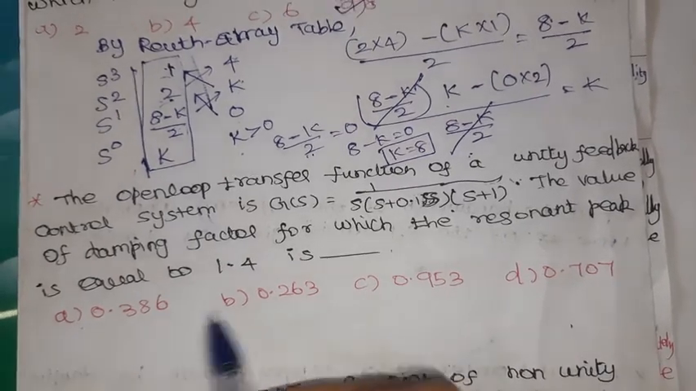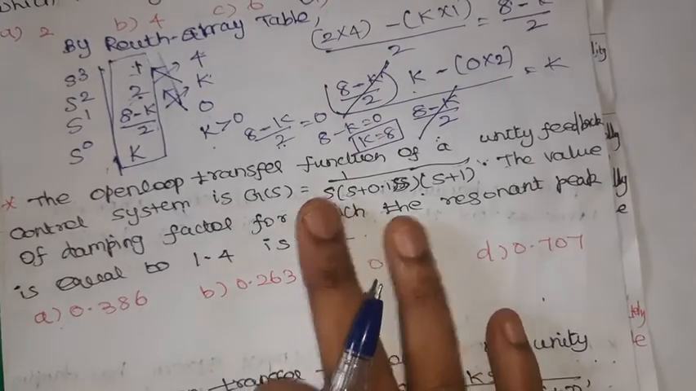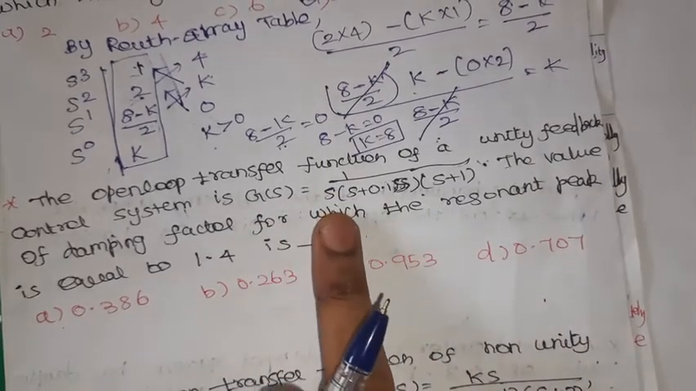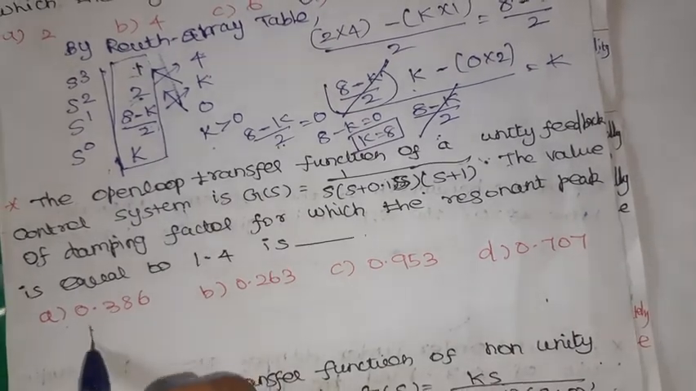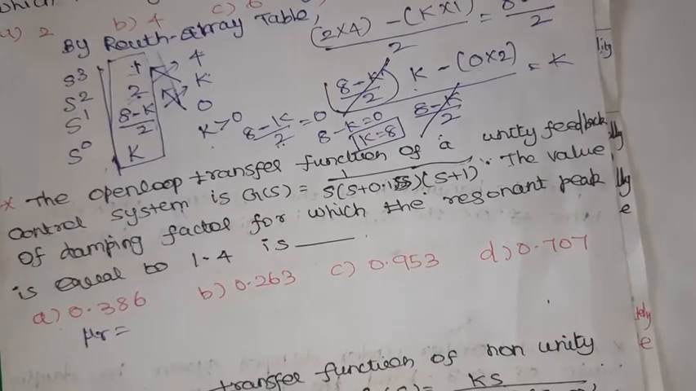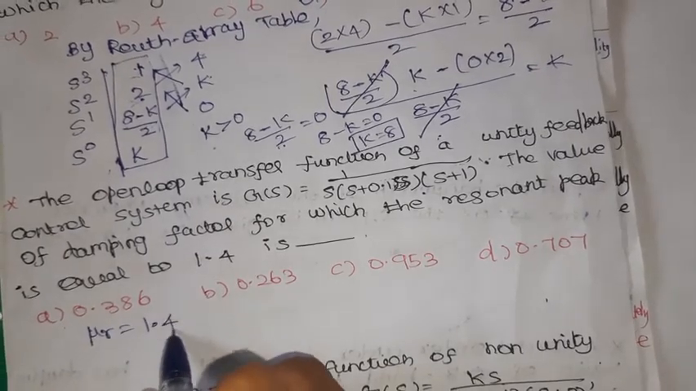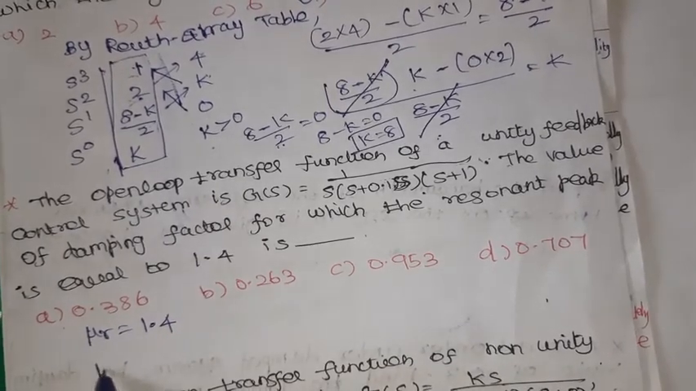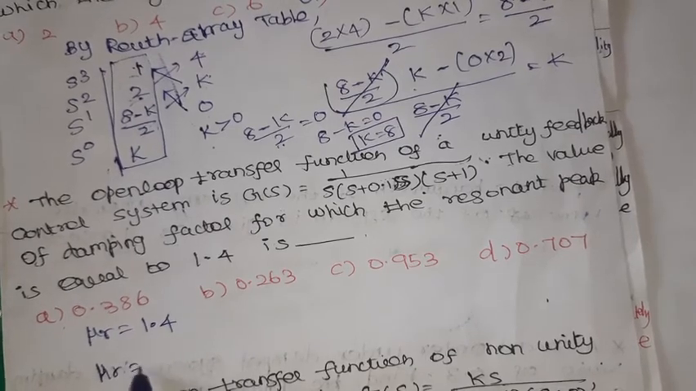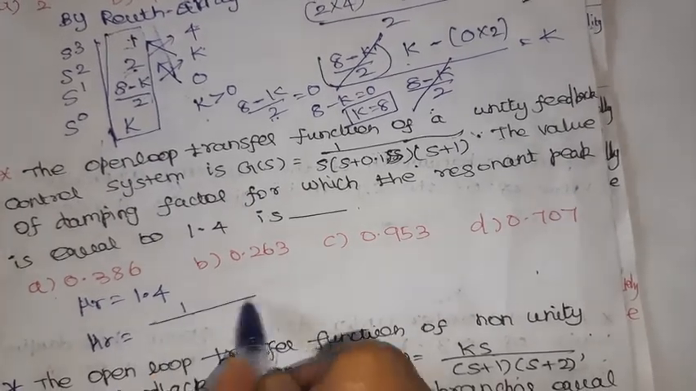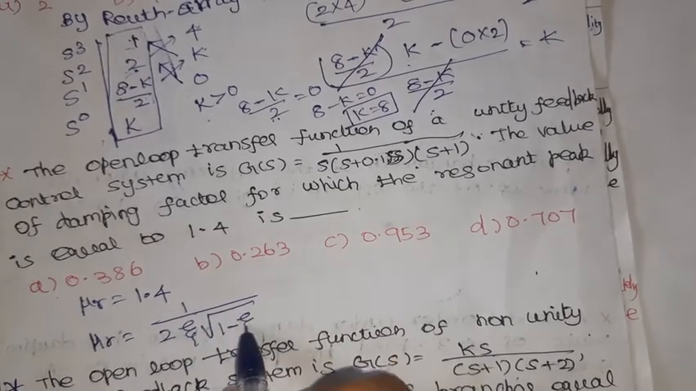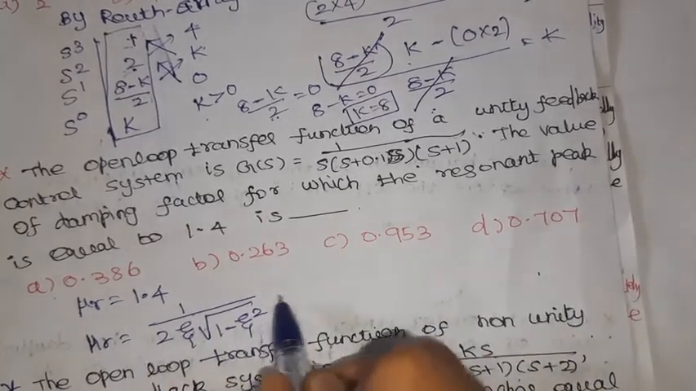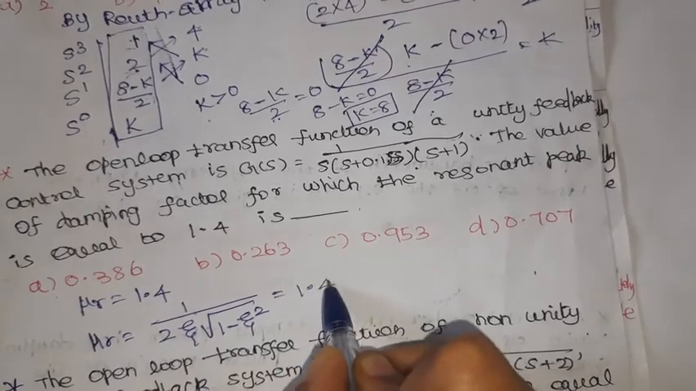We'll see how to find the damping factor value for which the resonant peak Mr is given as 1.4. In general, the formula for resonant peak is 1 divided by 2 zeta into the square root of (1 minus zeta squared), which is equal to 1.4.